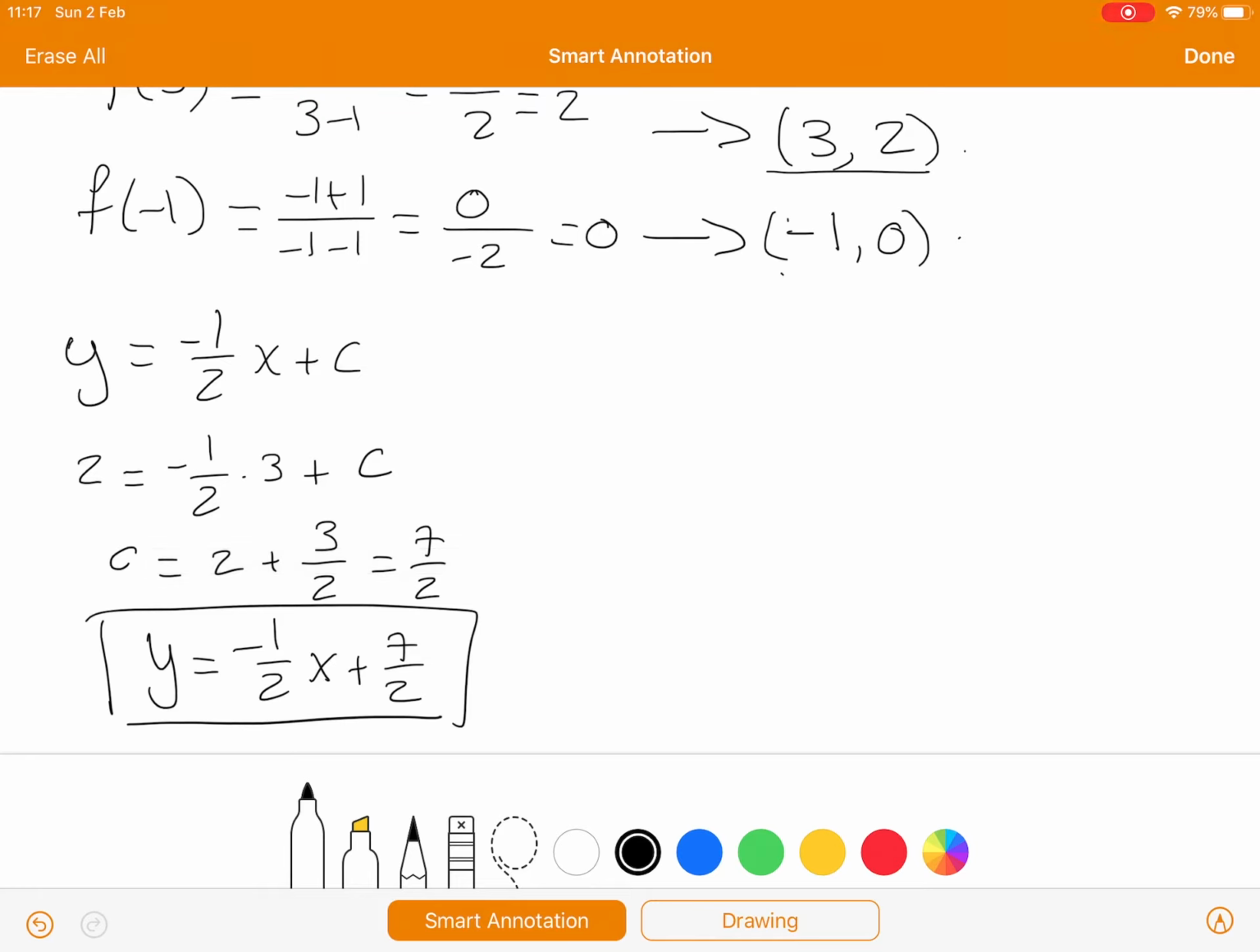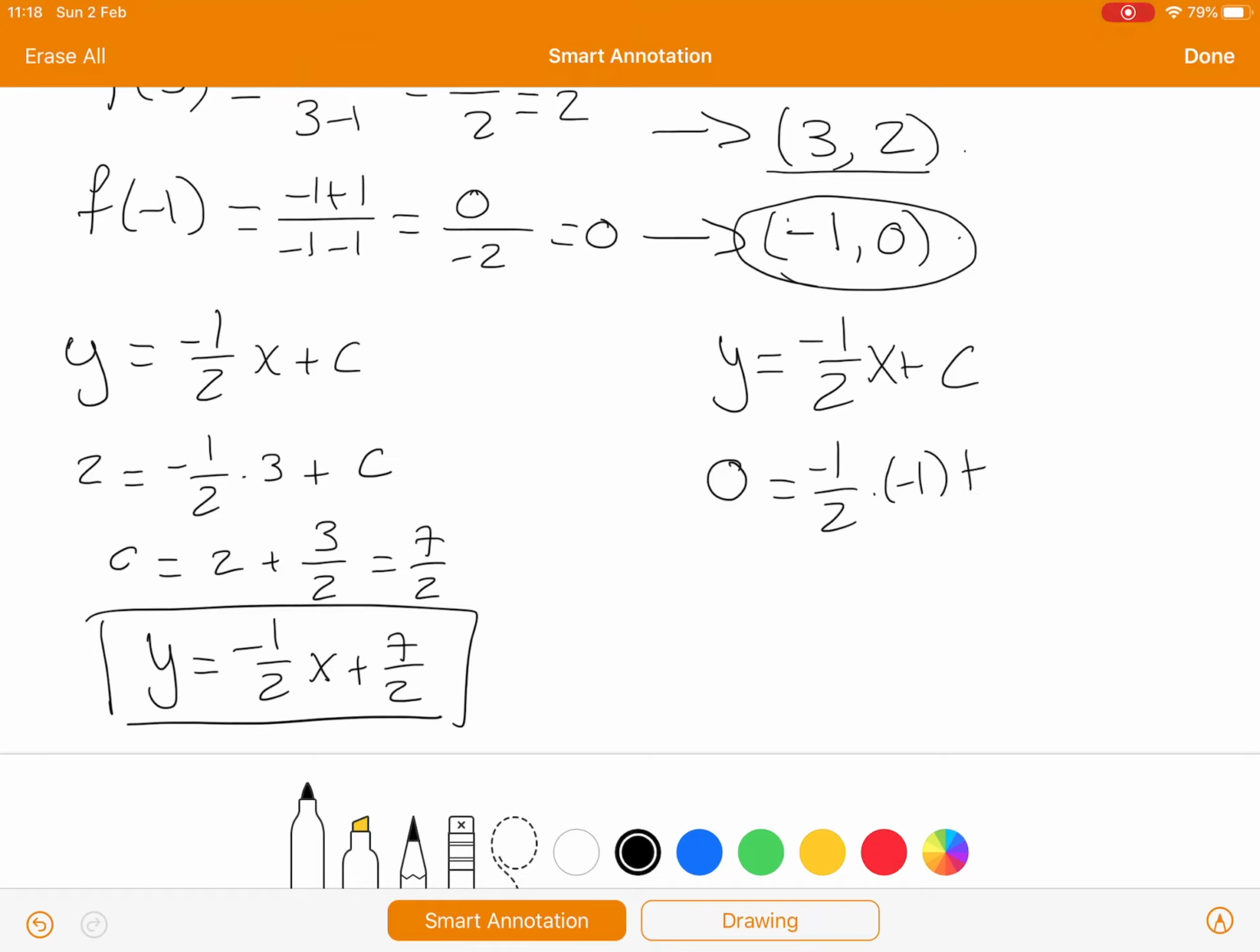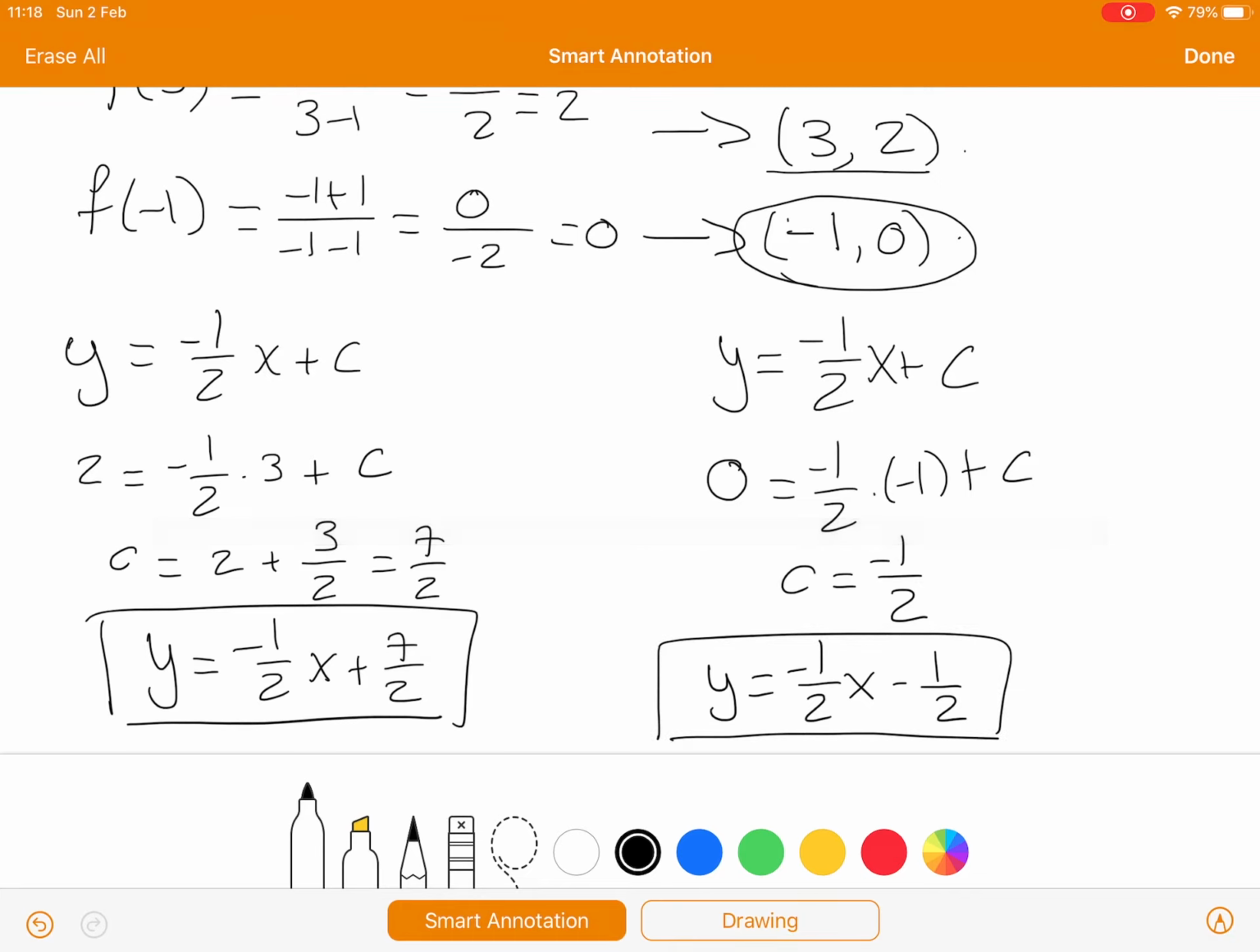And if I do the same for the second point, try to find the equation of the line with gradient minus 1/2 passing through the point (minus 1, 0), I will get 0 equals minus 1/2 times minus 1 plus c. That means that c needs to be equal to minus 1/2. So the equation I'm looking for is y equals minus 1/2 of x minus 1/2. That will be my second answer.